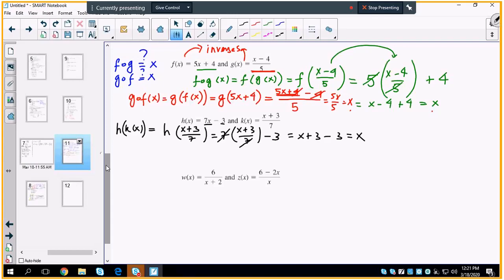The other side, which is k of h of x, will be equal to k of h, which is 7x minus 3. So now look at k. K is x. In place of x, you write 7x minus 3. Then you have plus 3 all over 7. So 3 cancels. I get 7x over 7, and that is equal to x. So again, I get to say these two, h and k, are inverses of each other.